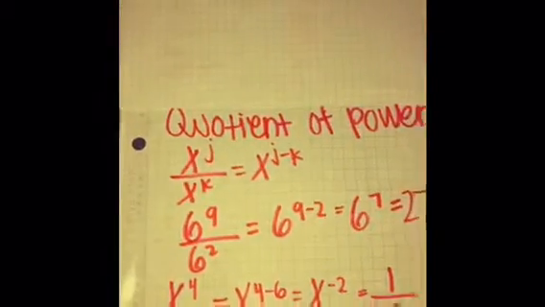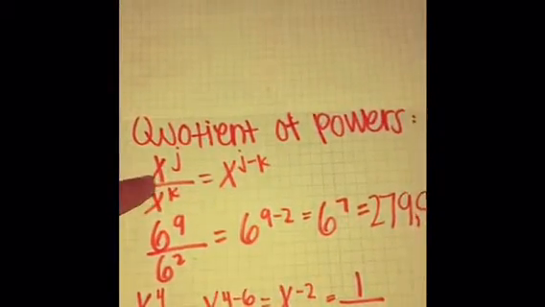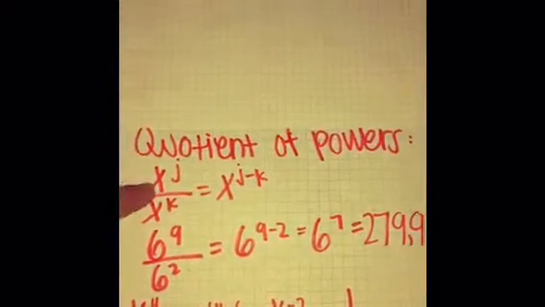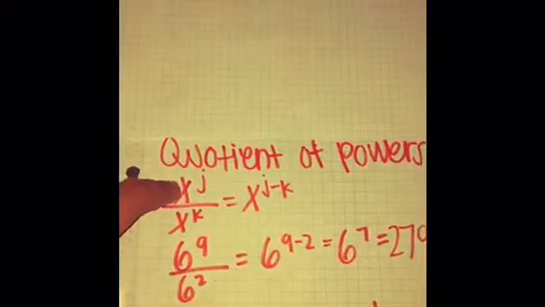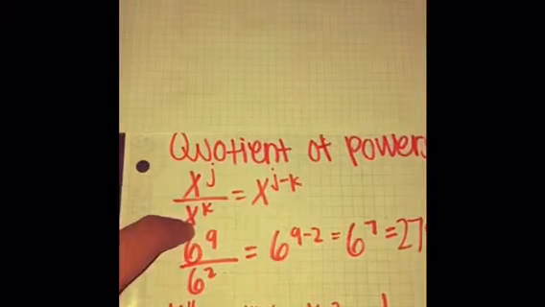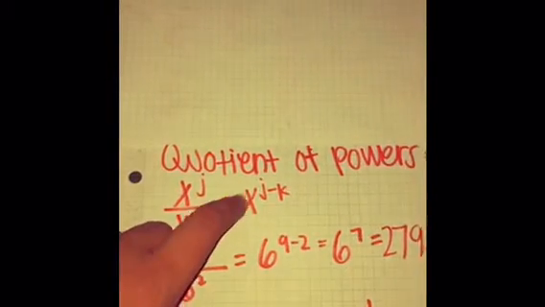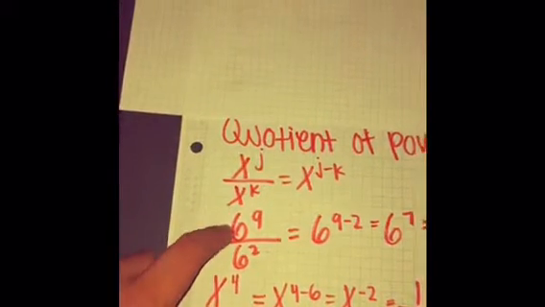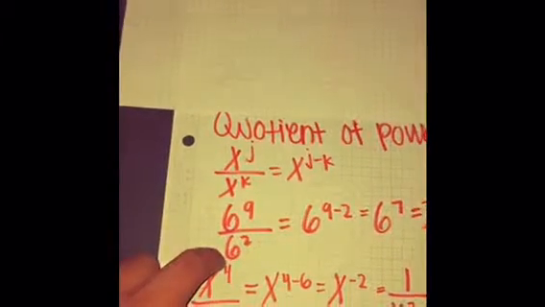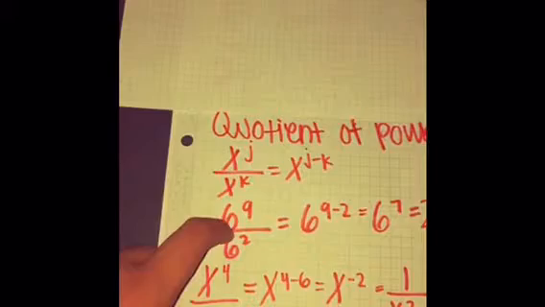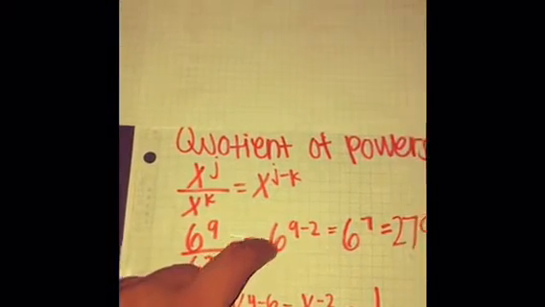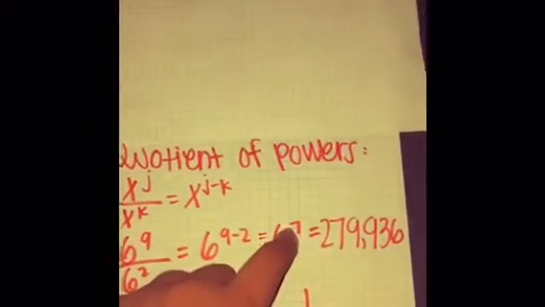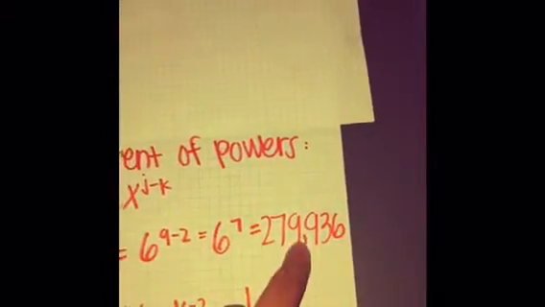So here is the quotient of powers. Whenever you divide powers, basically you subtract the exponents. So right here you have x to the power j, and then x to the power k, which is going to come out to be x^(j minus k). And right here, 6 to the power of 9, and then 6 to the power of 2, and you're supposed to divide them, but you subtract the exponents, so it's going to be 6 to the 9 minus 2, which equals 7, and then you get the answer.